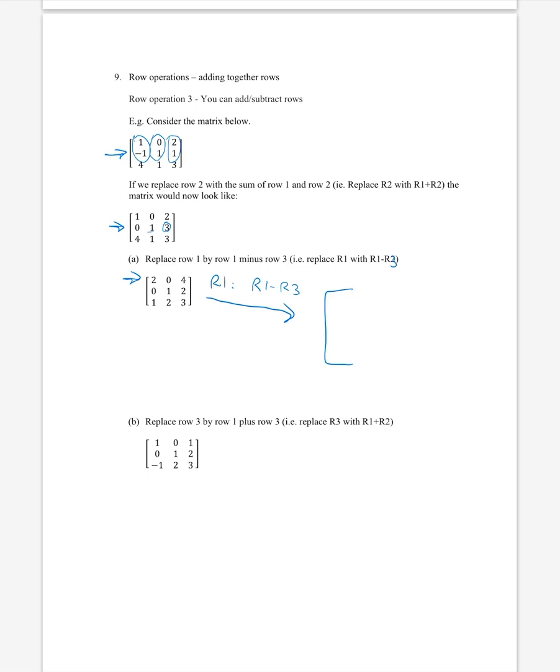So 2 minus 1 will give me 1. 0 minus 2 will give me minus 2. And 4 minus 3 will give me 1. Okay, and then I just rewrite the rest of the matrix in.